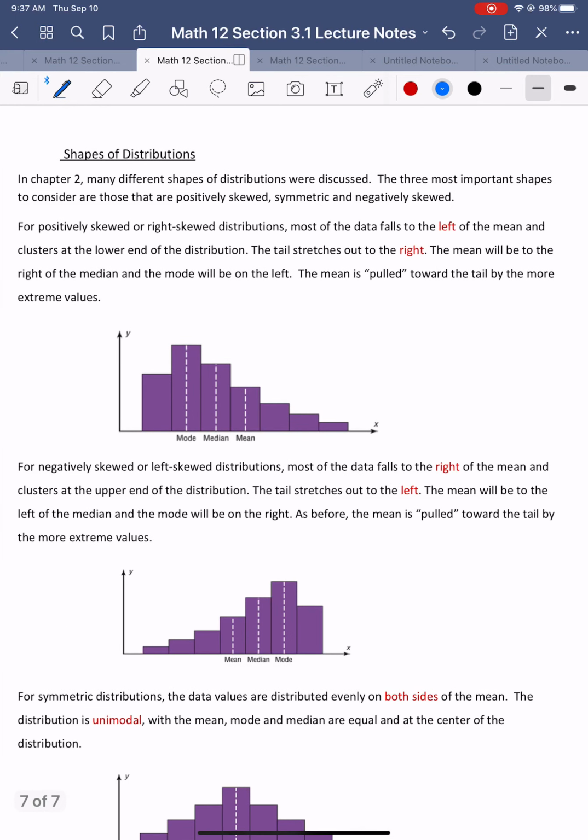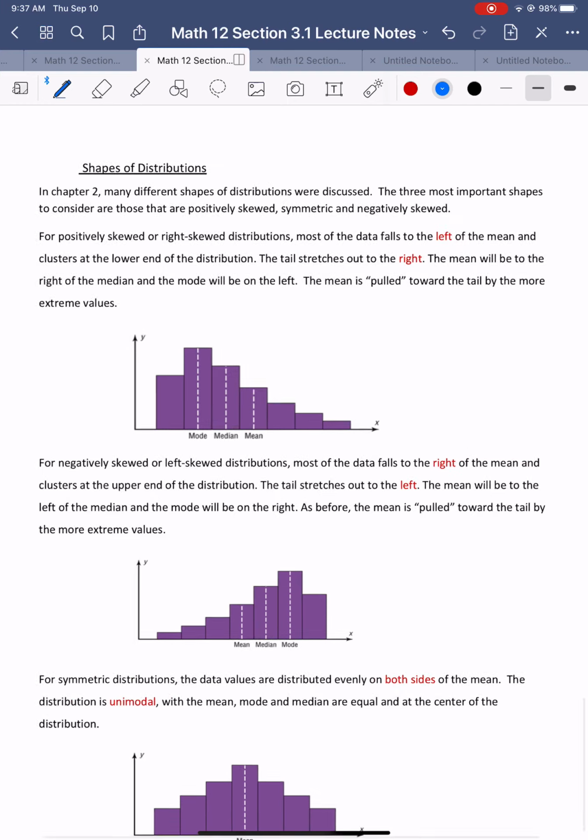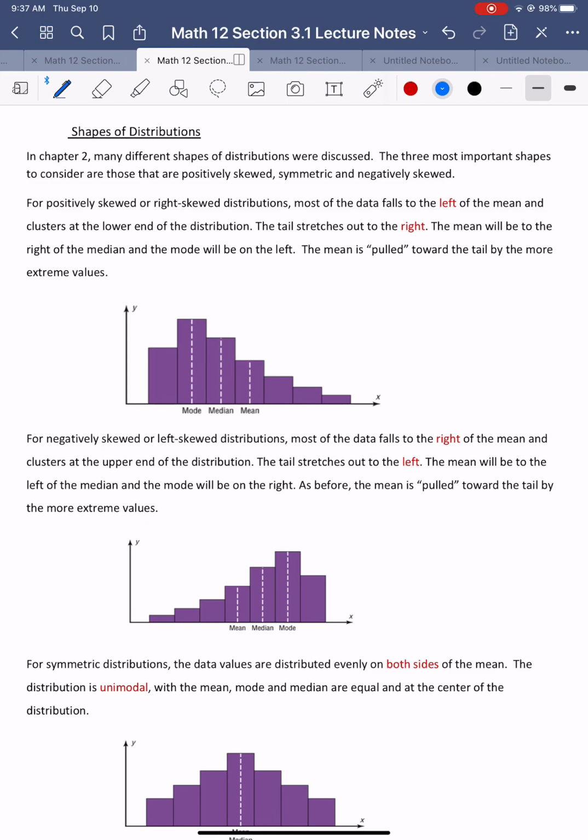All right, so shape of the distribution. In chapter 2, many different shapes of the distribution were discussed. The 3 most important shapes to consider are positive skewed, symmetric, and negative skewed. The first one is actually right skewed, because the right side is flat, right? When you have a right skewed distribution, we call this a positive skewed, so these are the same name.